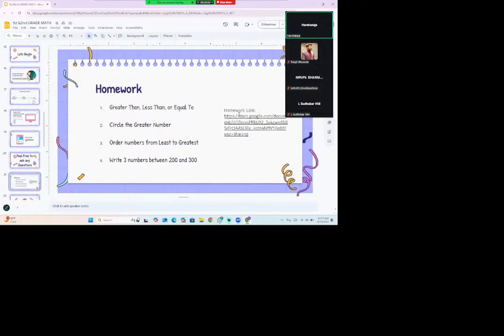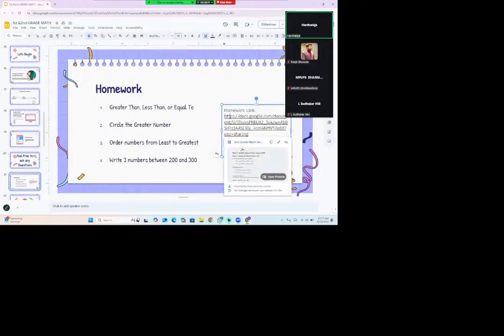So let's just get started on the first section for the homework. Greater than, less than, or equal to. Circle the greater number, order numbers from least to greatest, and write 3 numbers between 200 and 300. So, where do we go on?